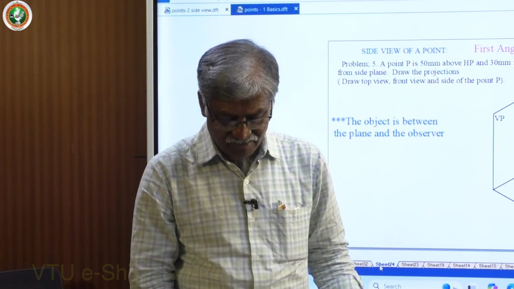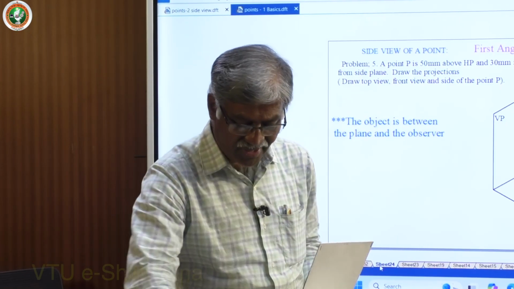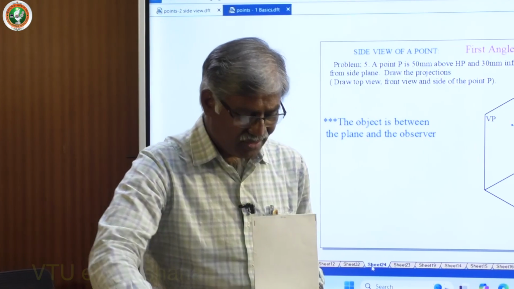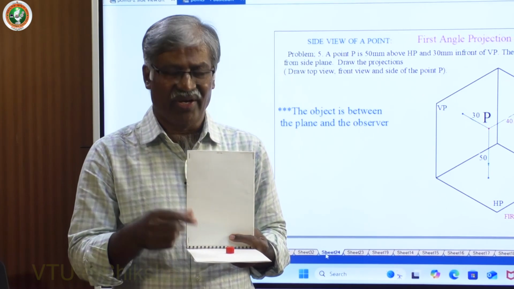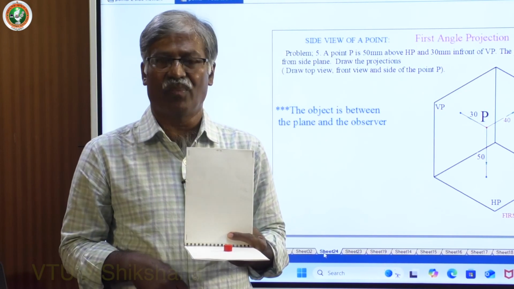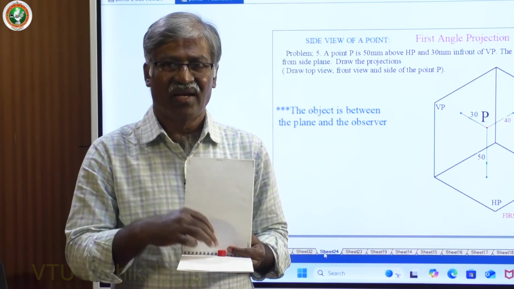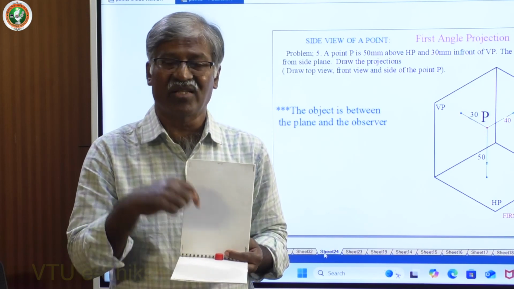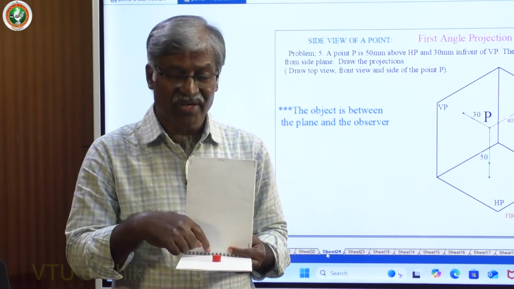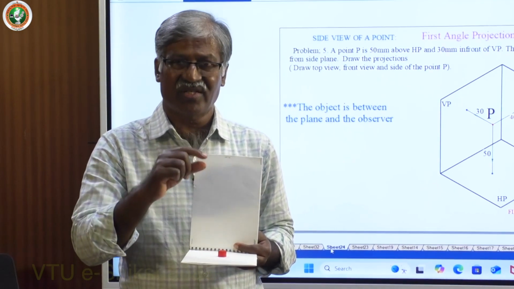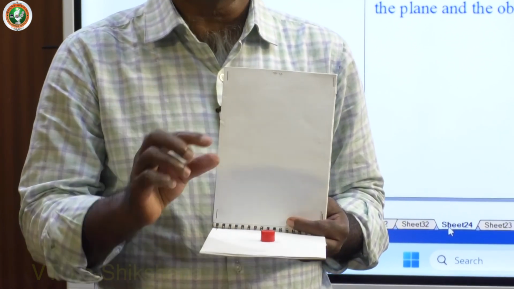At the same time, I would like to give one more piece of information regarding the position of points. Assume that there is a point on HP and in front of VP. Where exactly do you get the top view? This point itself is the top view, and you project it and get the corresponding front view on the XY line. That means whenever the point is on HP, the corresponding front view is on the XY line because it is at zero distance from HP. The HP distance is always used to mark the front view.